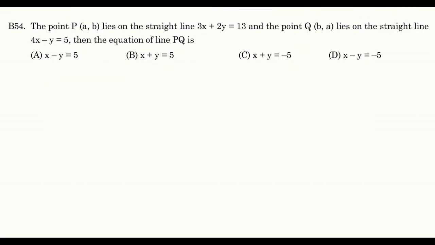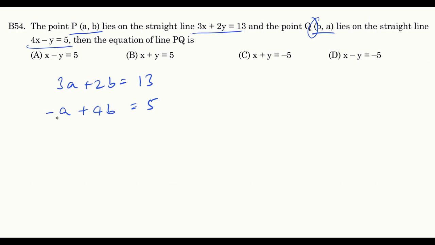This is an obvious one. You see, he said that this point lies on this, so it satisfies it. So I have 3a plus 2b is equal to 13, and this point lies on this. So I have 4b. As you can see, x is b this time and y is a. I'll have 4b minus a is equal to 5. Now solving these two, I multiply this by 3. I'll have minus 3a plus 12b is equal to 15.